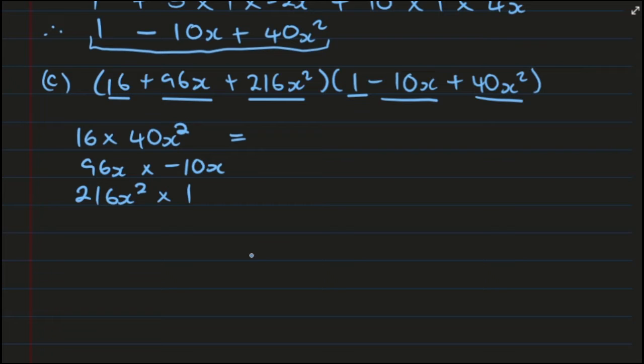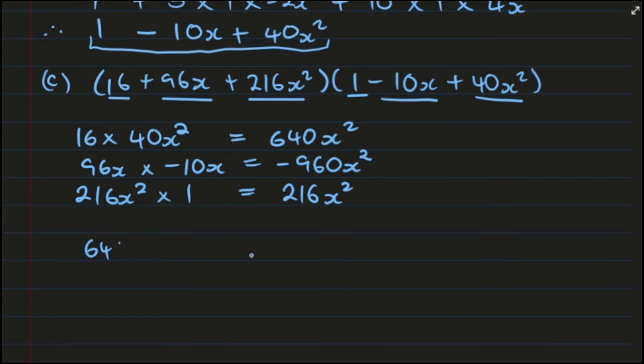16 times 40 gives us 640. So that's 640x squared. And we have 96x times negative 10x, which is negative 960x squared, and then we have 216x squared times 1, which is 216x squared. My apologies, this is supposed to be squared. And now let's add up all the three terms that have x squared. So that's 640x squared minus 960x squared plus 216x squared.